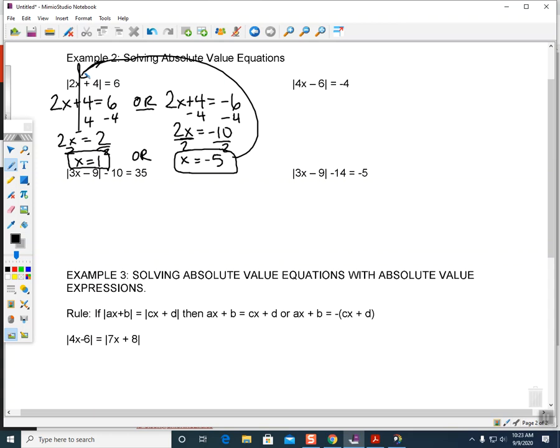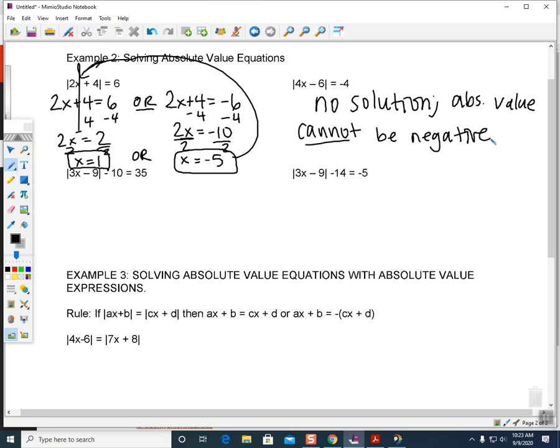Okay, my next one. Absolute value of 4x minus 6 equals negative 4. This one should be pretty obvious to you right off the get-go. I have the absolute value of something equals a negative number. Can it equal a negative number? No, it cannot. This one is just no solution. Absolute value cannot be negative.